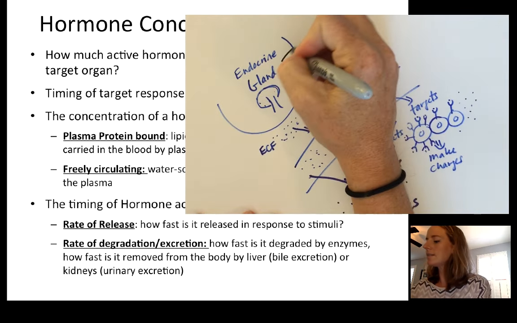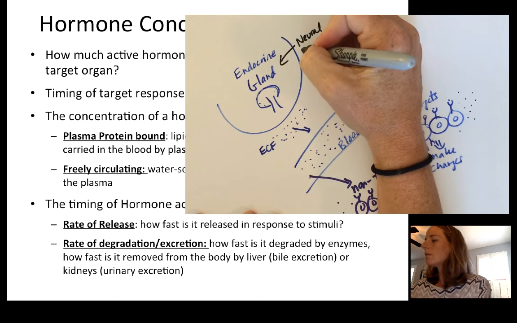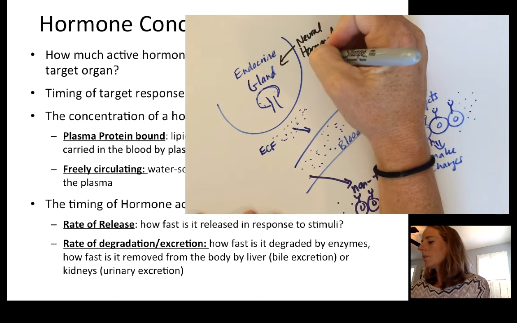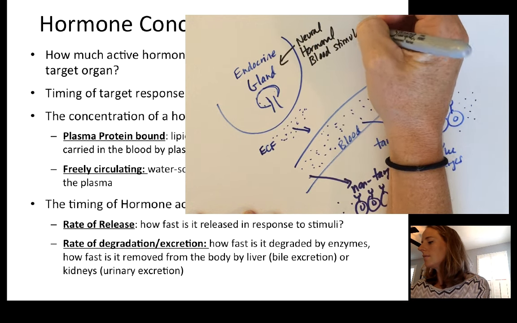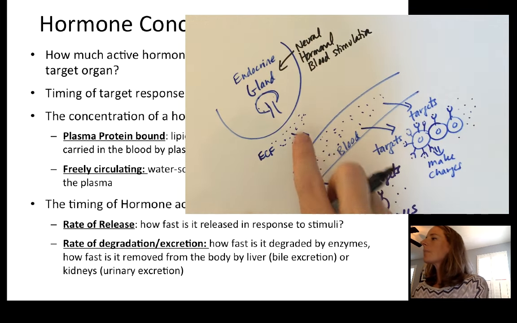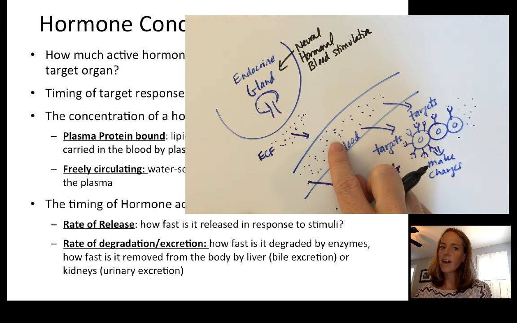So there is a stimulus, neural, hormonal, or blood stimulation of the endocrine gland. Once that release happens, though, we can also affect the concentration of a hormone.